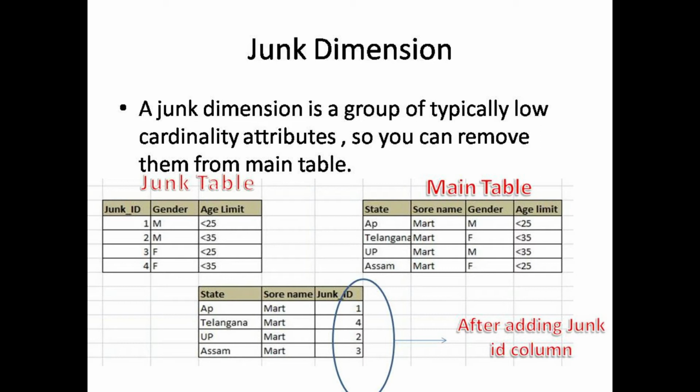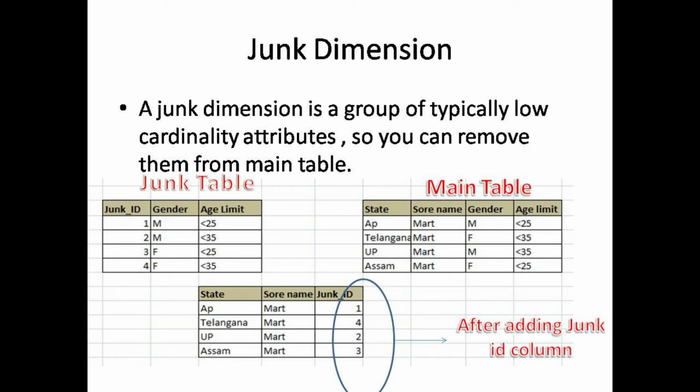Here gender and age limit are there, so we need to remove those two columns and add one column, only to improve the performance of the table. So what we have to do is we create the junk table here. Junk ID 1 is male less than 25, junk ID 2 is male less than 35, female less than 25 is junk ID 3, female less than 35 is junk ID 4.